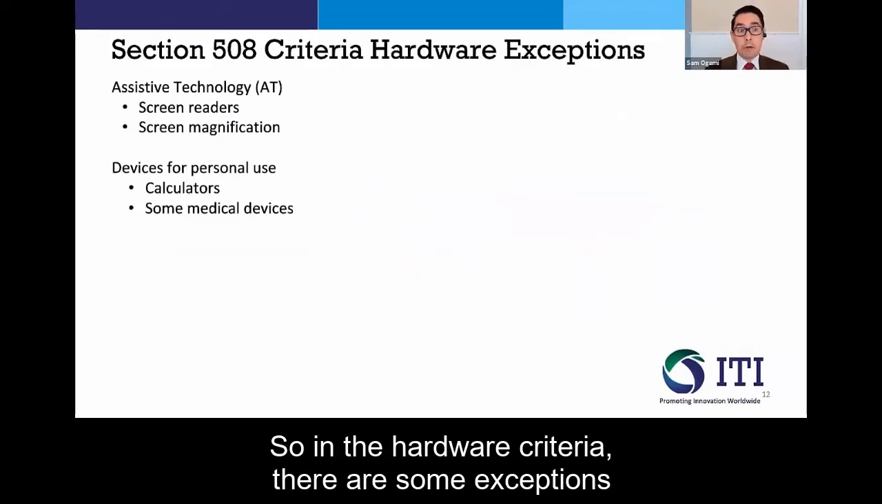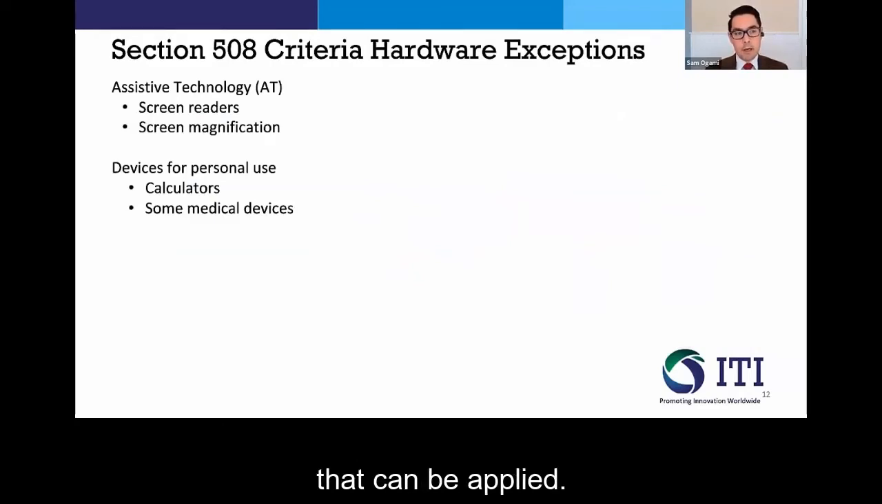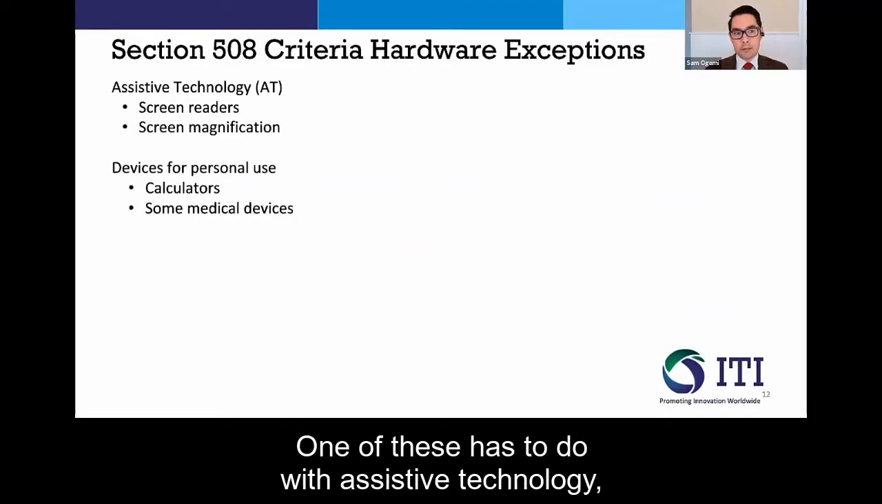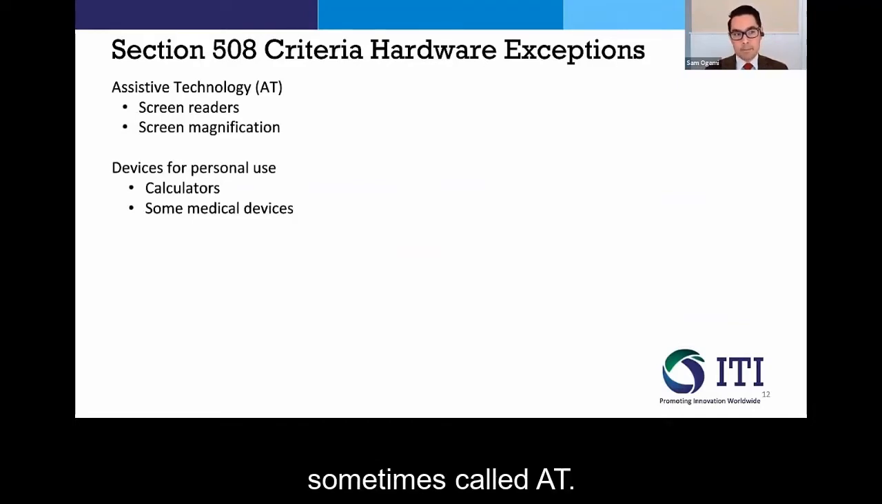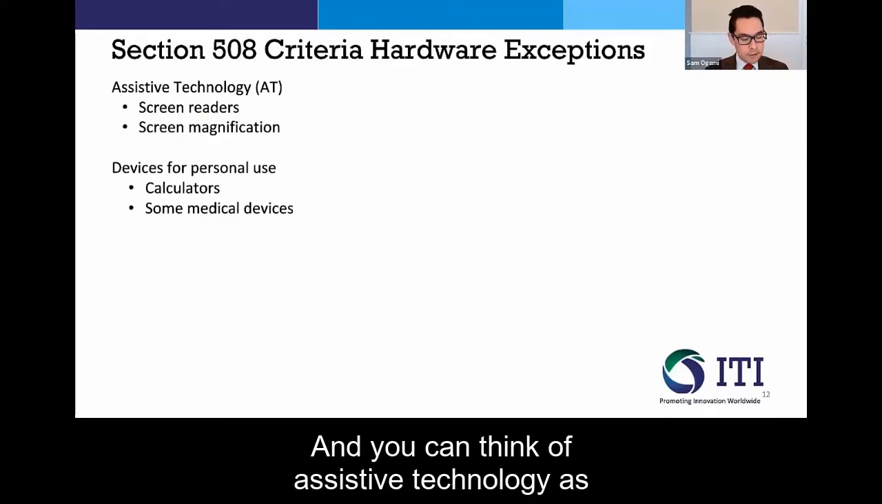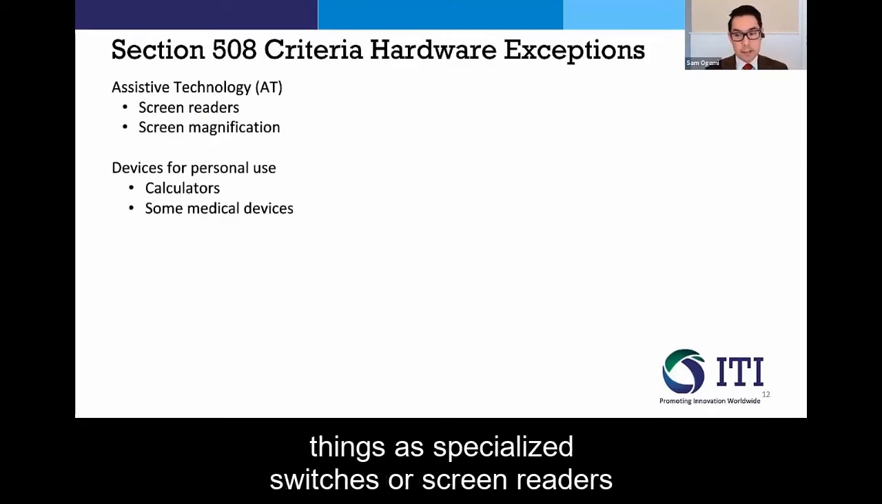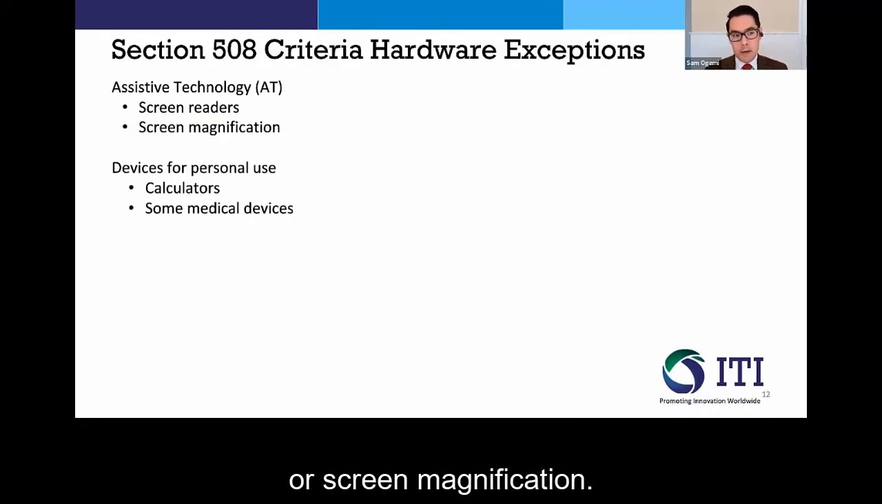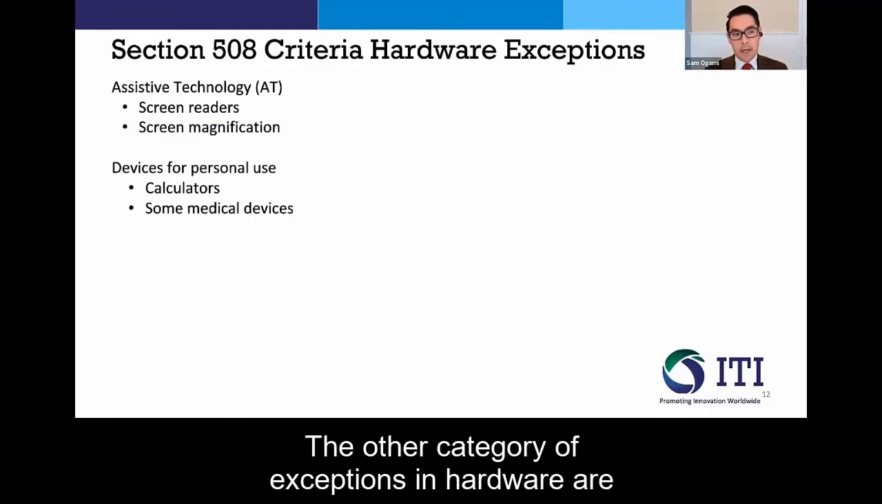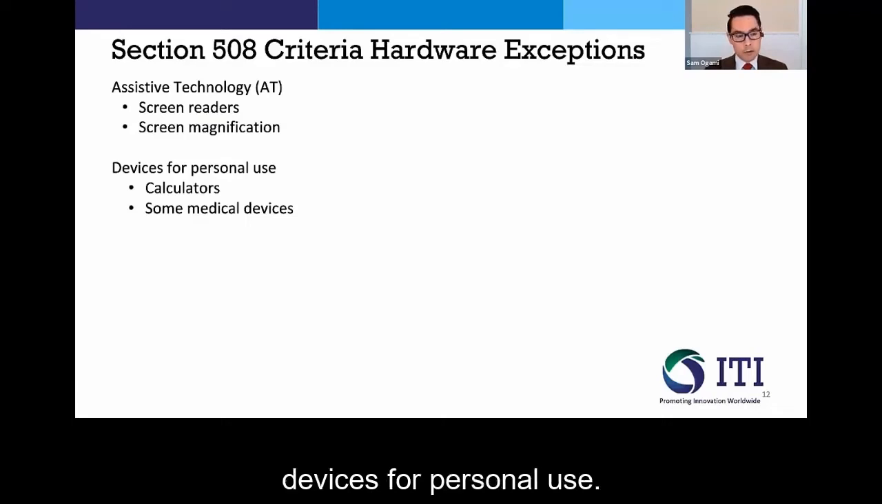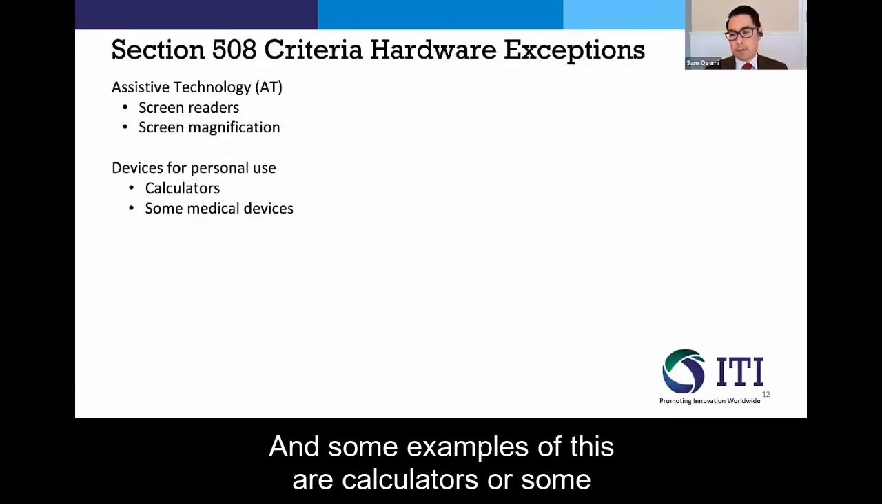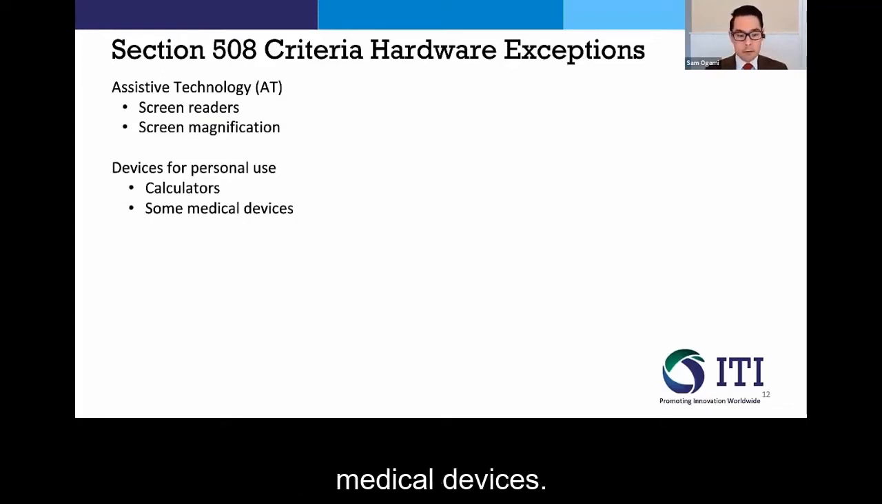So in the hardware criteria, there are some exceptions that can be applied. One of these has to do with assistive technology, sometimes called AT. You can think of this assistive technology as things such as specialized switches, screen readers, or screen magnification. The other category of exceptions in hardware are devices for personal use. Some examples of this are calculators or some medical devices.